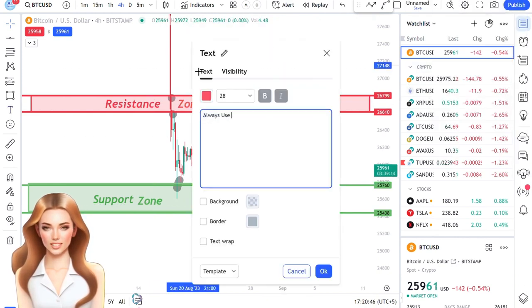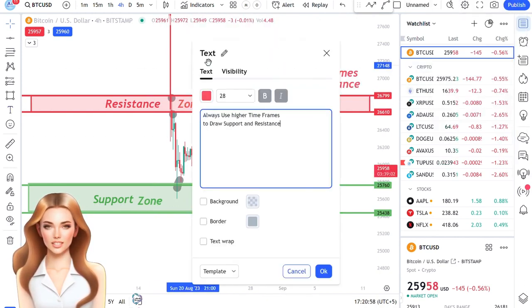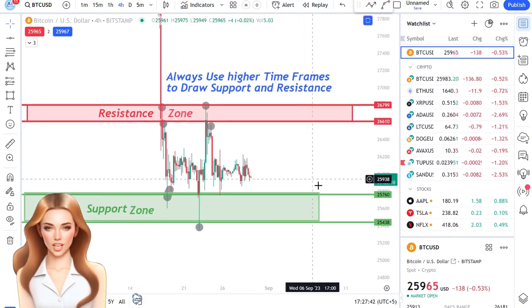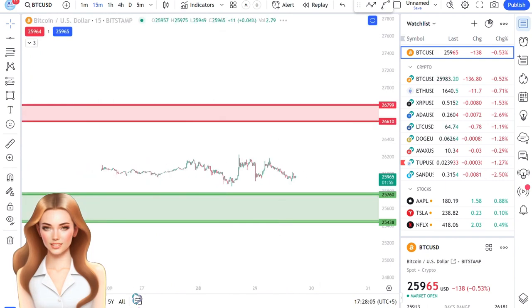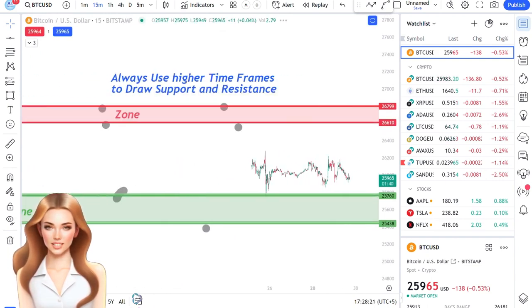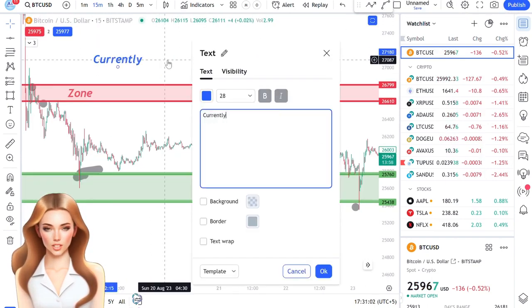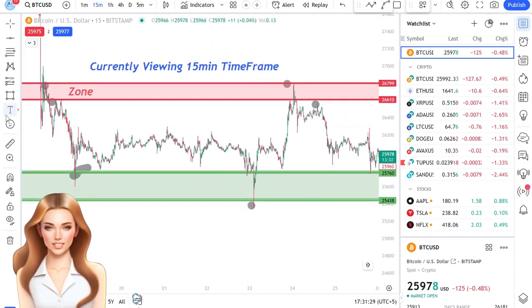Remember, always use higher time frames to draw support and resistance. And after drawing support and resistance in higher time frames, when you move to lower time frames, you notice that support and resistance is almost the same here. Hope now you have learned how to identify a support and resistance level.